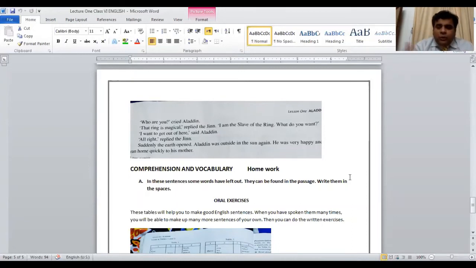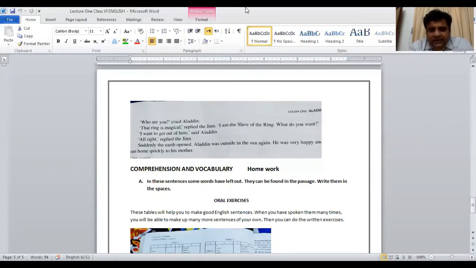"So what do you want?" he asked Aladdin. "I want to go out of here," said Aladdin, "I want to get out of this difficult hole." "All right," replied the jinn, it's okay. Suddenly the earth opened. Aladdin was outside in the sun again. He was very happy and ran home quickly to his mother. Dear students, now the wizard had gone, and Aladdin was very happy because he had lots of jewels. So he ran home quickly to his mother. He was very happy at that time.